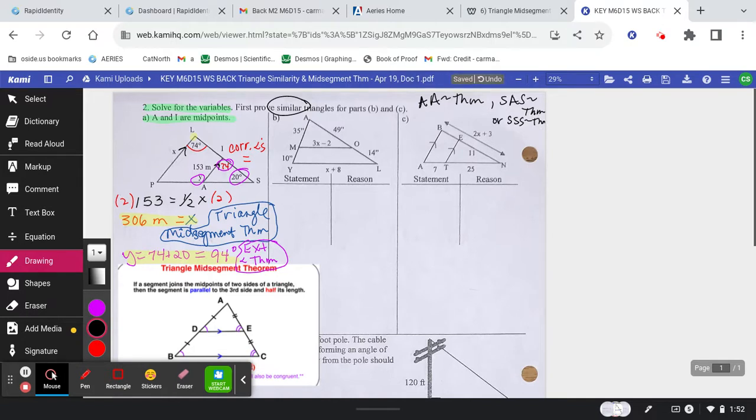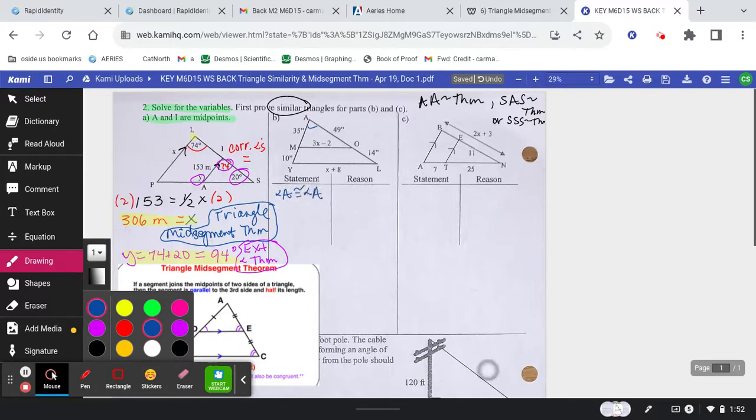Part B, I only see one angle right here that we could say is equal. And so I'm going to say angle A is congruent to itself. You got it, by the reflexive property. So that's one angle. That means probably we're shooting for this side angle side one with the two other side ratios. So let's look at what we have.